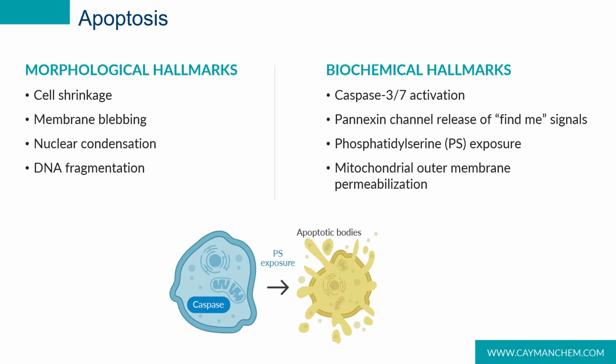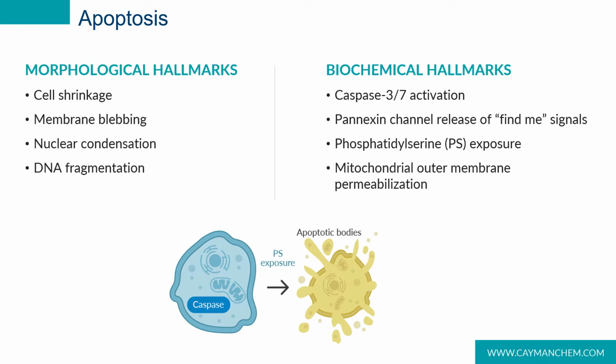In terms of biochemical hallmarks of apoptosis, we see activation of effector caspases 3 and 7, which then initiate and execute apoptotic degradation. There is also caspase-triggered opening of plasma membrane channel pannexin-1, leading to loss of intracellular ATP. Furthermore, normal cells display phosphatidylserine in the inner leaflet of the plasma membrane, but apoptotic cells display phosphatidylserine on the outer leaflet of the membrane, facilitating phagocytic recognition.